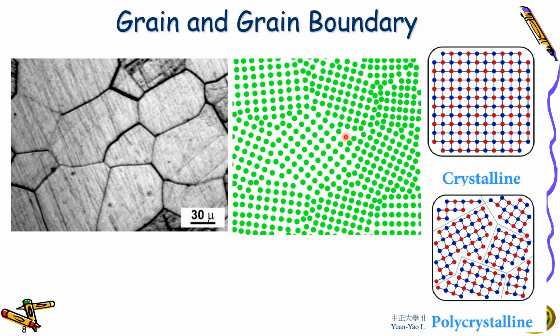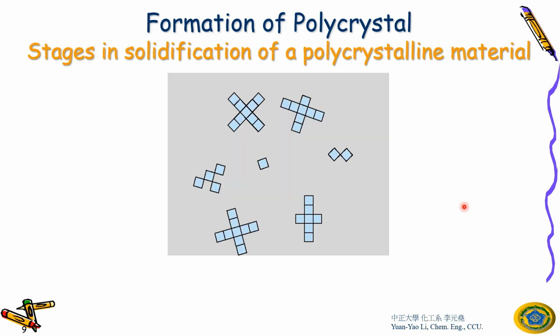So under the observation of the surface of one material, if you see a surface like this, you can see this is a single crystal, and this is a boundary, right? Single crystal, and this is a boundary. Right. So how are we going to make polycrystal?